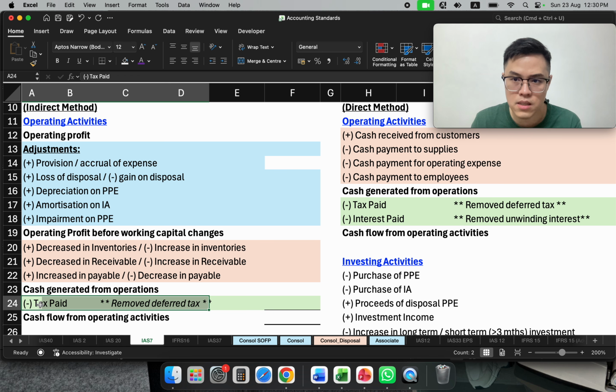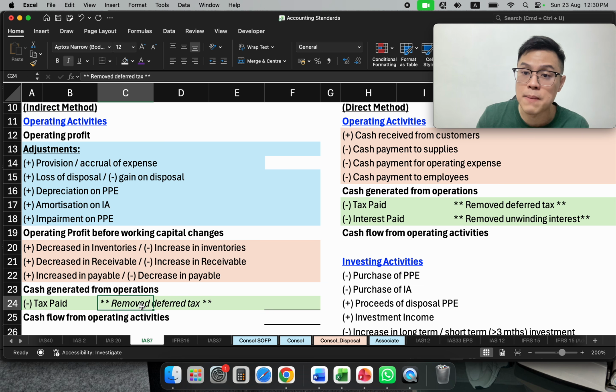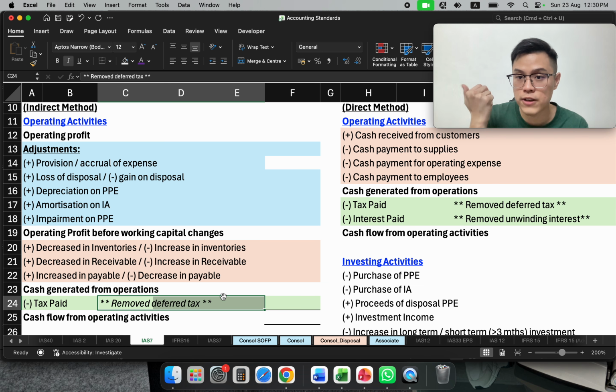Income tax expenses is based on accrual basis. We want to see what is the exact tax that has been paid to the income tax. And sometimes there can be a tax refund. Tax refund means we need to plus, because the government gives us back the money. And your income tax expense sometimes could be hiding the deferred tax implications. So you need to remove it out. Then only you calculate your tax paid. We will look at the example in a short while.